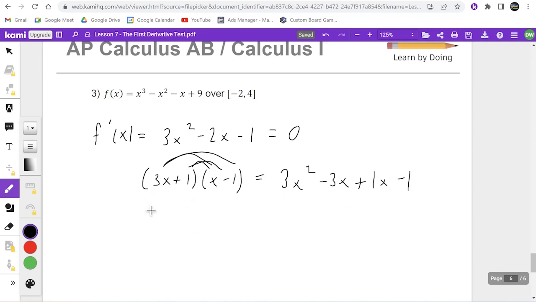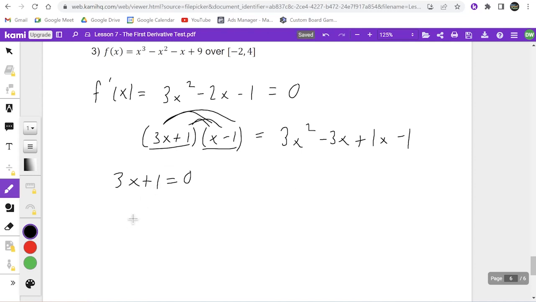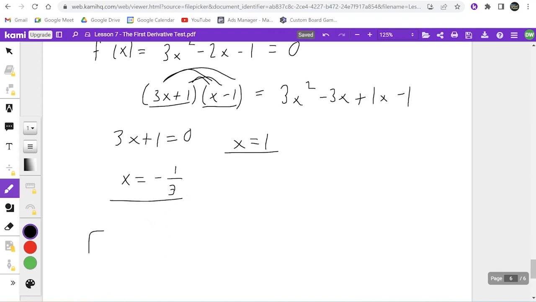And remember, if you want to solve now, you have to set this and this equal to 0 separately. So 3x plus 1 equals 0. For that, subtract 1 from both sides and then divide by 3. x is going to be negative 1/3. And then for the other one, x just equals positive 1. So here are my two critical points. That's what's going to go on the number line between negative 2 and positive 4.